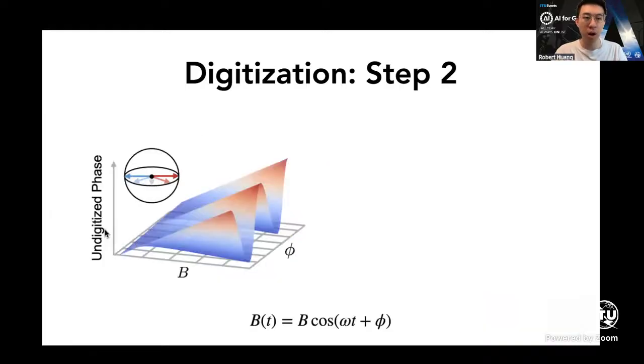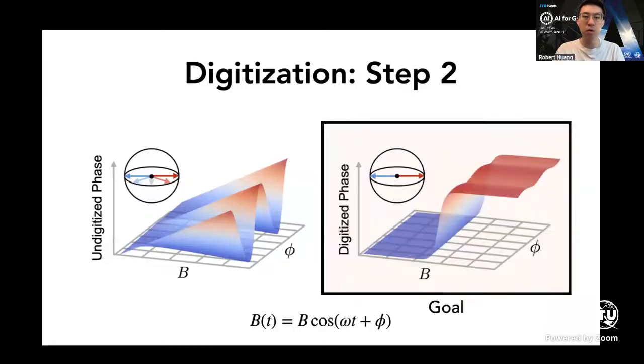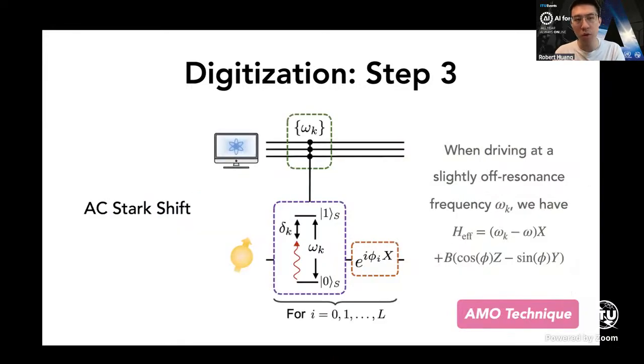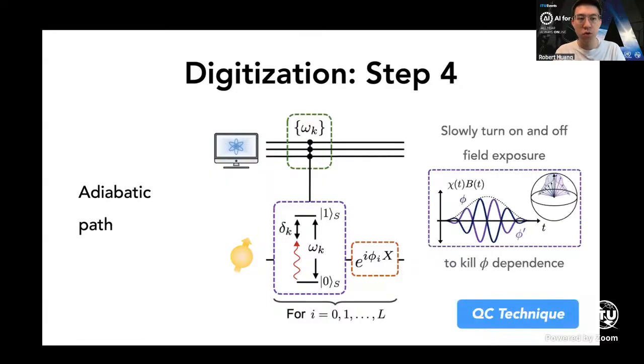That essentially creates some kind of response function that looks like this, which we need to turn into a nicer looking function like the one shown here. The way we do that is we're also going to utilize a very well-known technique in AMO physics known as AC Stark shift, which has won a Nobel Prize. And that allows us to engineer the Hamiltonian into a certain form, which then we utilize a quantum computing technique known as adiabatic path integration.